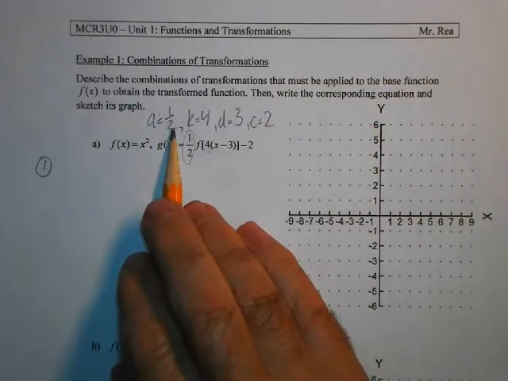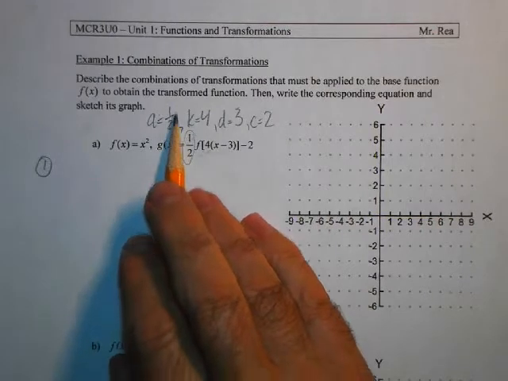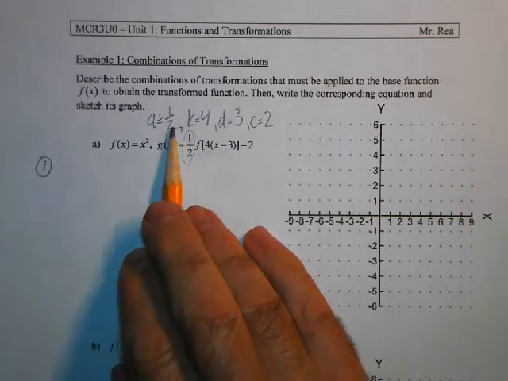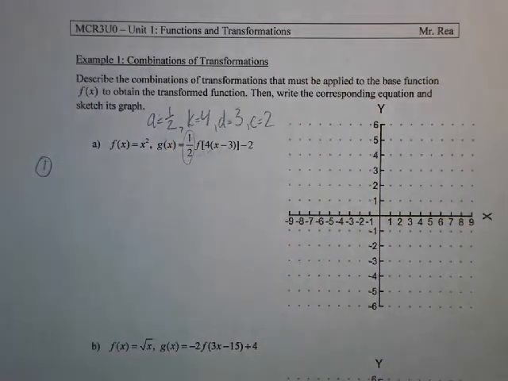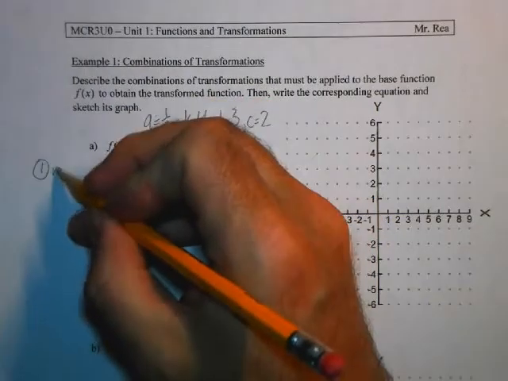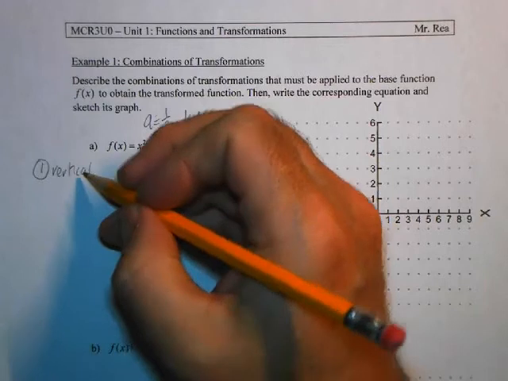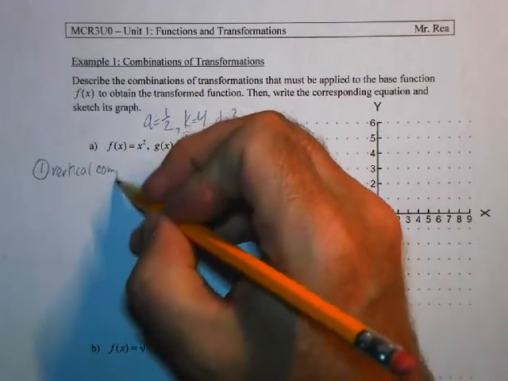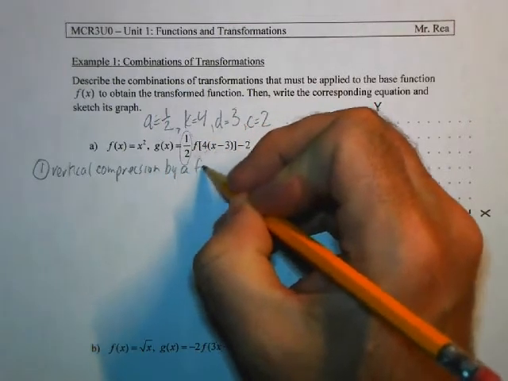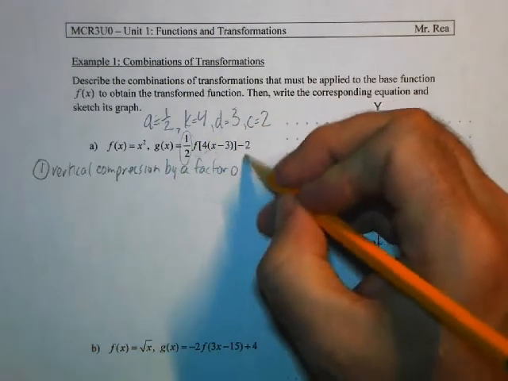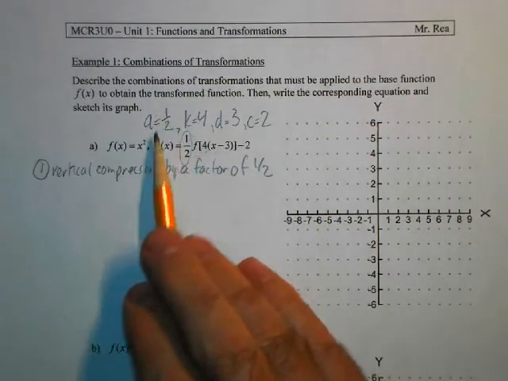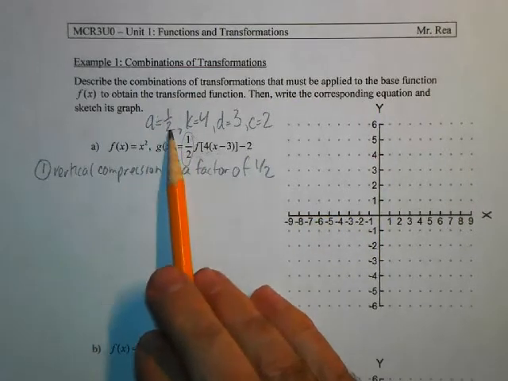So the A being 1/2, okay, that tells us, well, first of all, it tells us there's no reflection because it's not negative. The value of 1/2 tells us it's a vertical compression, and it's by a factor of 1/2. So vertical compression by a factor of 1/2. Okay, and then so that A is taken care of. We didn't have to mention any reflection because there is none.